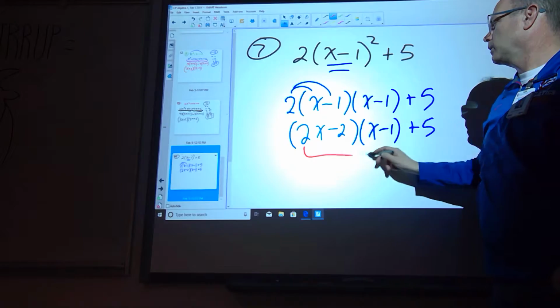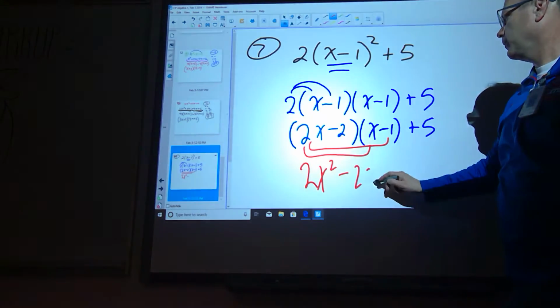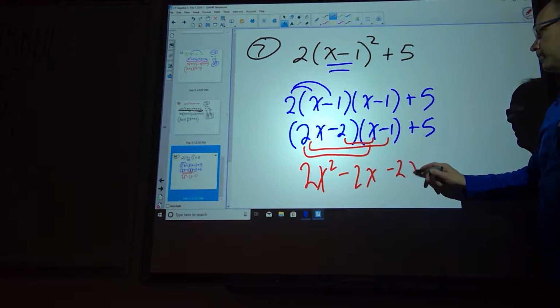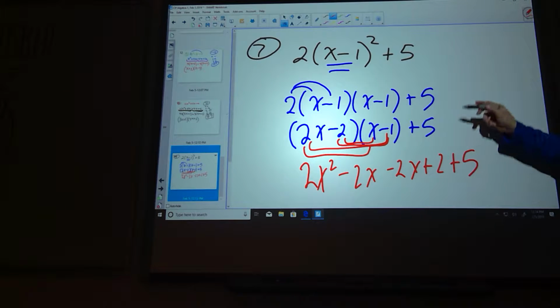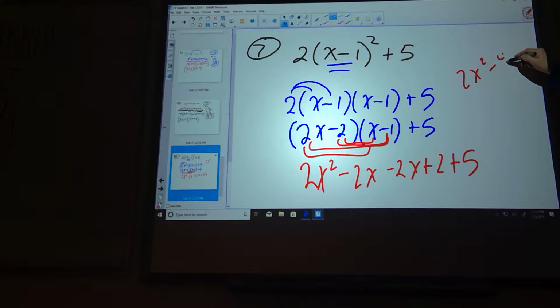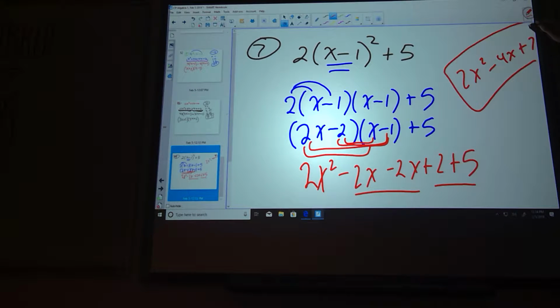And then like terms, we got 2x squared minus 4x, because of those, plus 7. Done. I thought you'd have to do 2 parentheses x minus 1 and then do another 2 parentheses x minus 1 plus 5. Nope, because the only thing I have 2 of is the x minus 1s. I don't have 2 of the 2's as well.